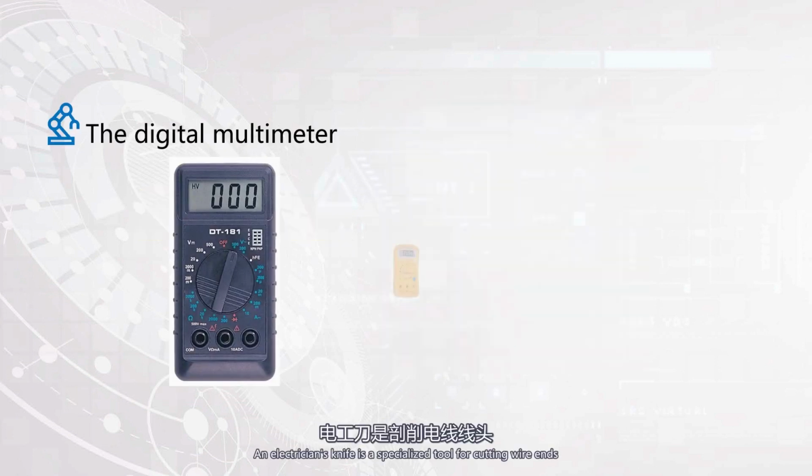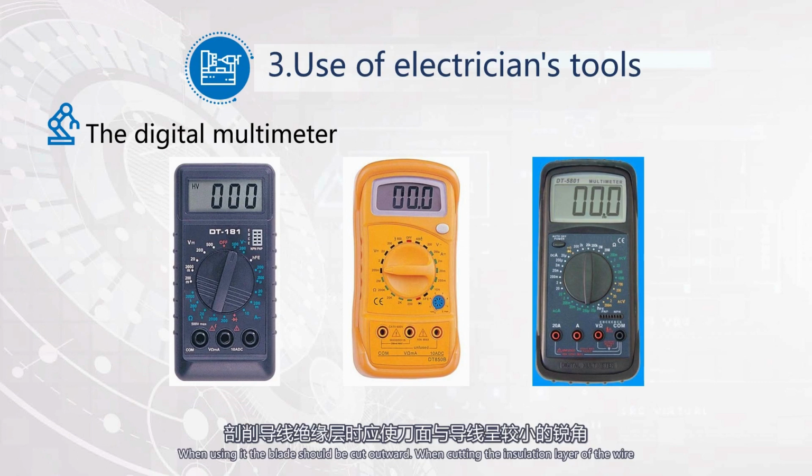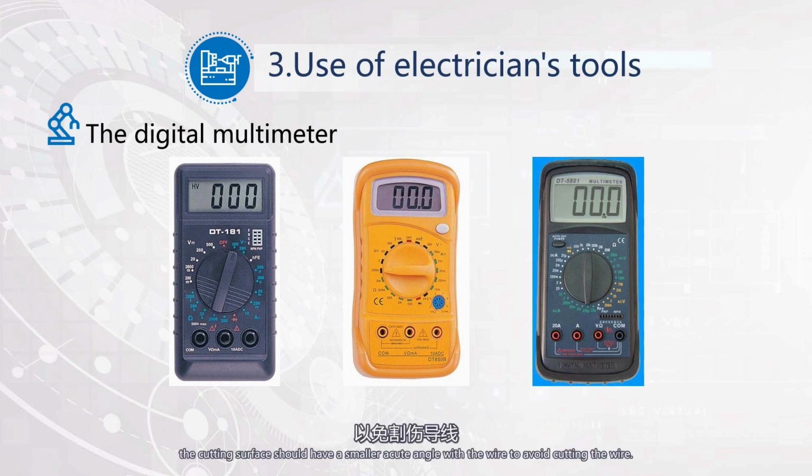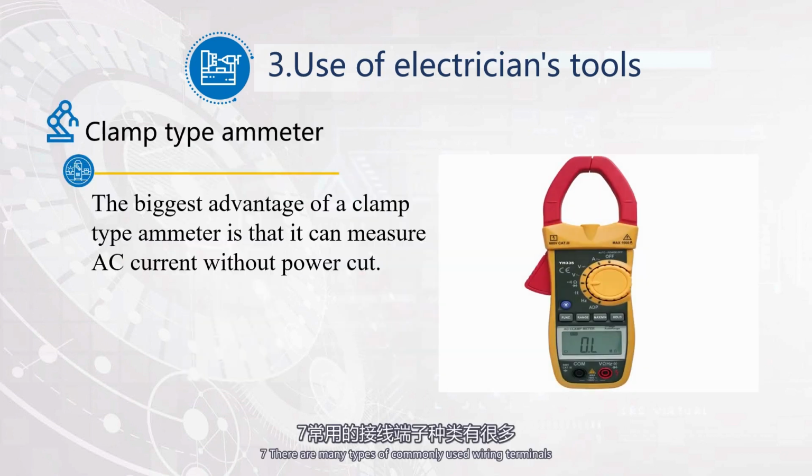An electrician's knife is a specialized tool for cutting wire ends, cutting wooden table notches, and cutting wooden tenons. When using it, the blade should be cut outward. When cutting the insulation layer of the wire, the cutting surface should have a smaller acute angle with the wire to avoid cutting the wire. There are many types of commonly used wiring terminals, including pins, connectors, and plugs. For different types of wiring terminals, different types of crimping pliers need to be used.